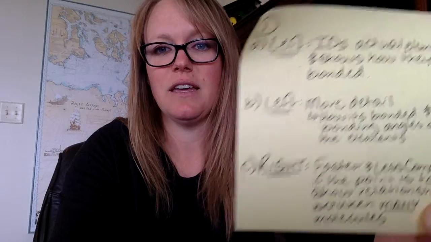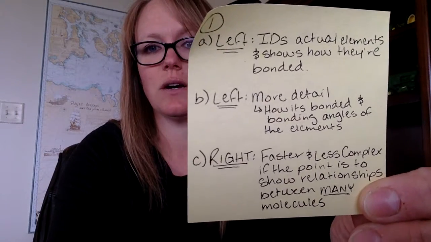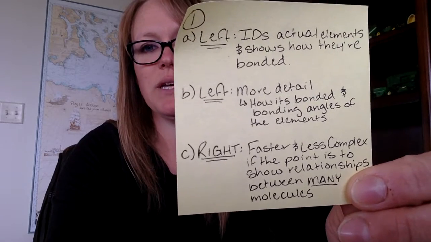Which one would be more useful in representing many molecules all kind of stuck together? And really, the picture on the left, the more complicated one, tells you the actual elements and shows how they're bonded together. It gives you way more detail. But the simple squiggly line one is faster to process. It's less complex. If the point is just to show relationship in a pile of polymers, I think the squiggly line, as silly as it sounds, is way better at helping you process that. And so that is what we're talking about here. Okay, so more complicated one versus the simpler squiggly line for number one.